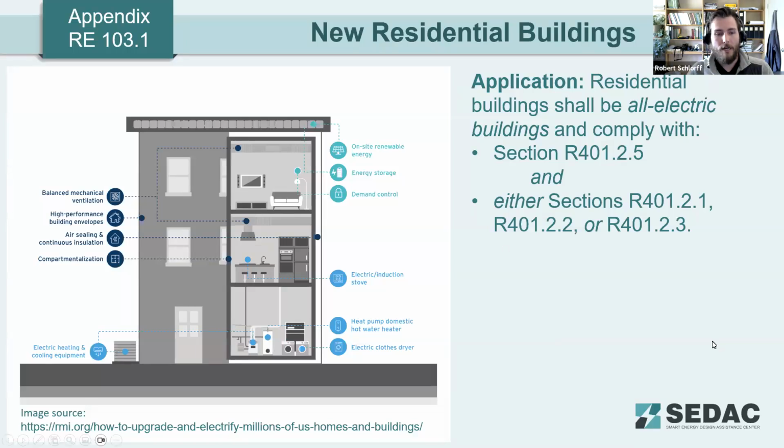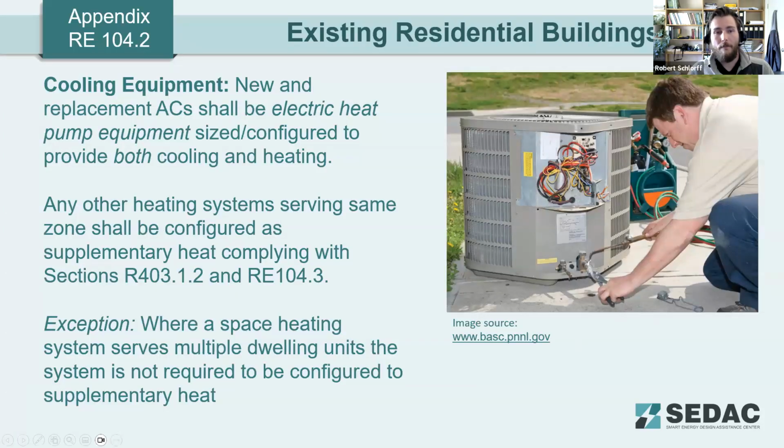All-electric buildings will have to comply with these stated sections. So you're going to have to pick a compliance path and then also have additional efficiency requirements, just as you would with any other compliance path. And then for cooling equipment, there are going to be some requirements. New replacement ACs shall be heat pumps, sized to provide both heating and cooling. Any other heating systems can be configured as supplementary heating. There's an exception that when a space heating system serves multiple dwelling units, the system is not required to be configured as supplementary heating.